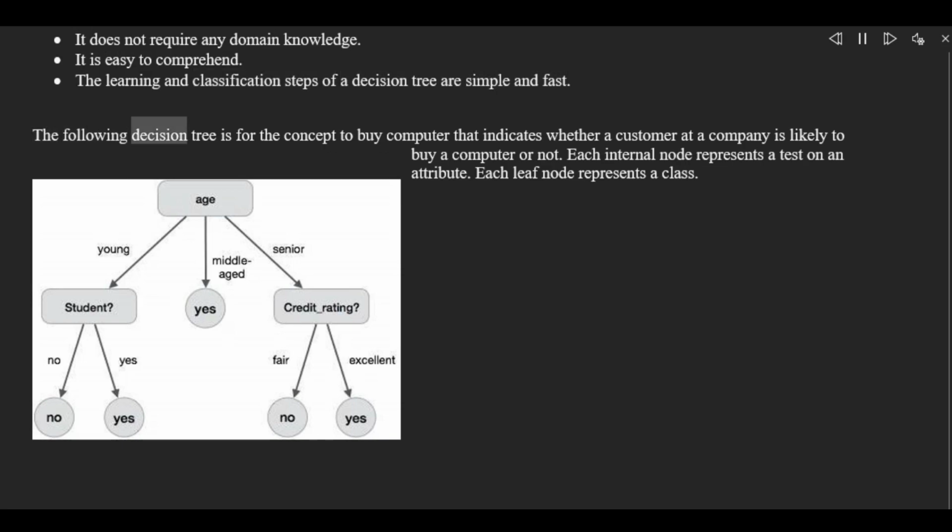The following decision tree is for the concept buy computer, which indicates whether a customer at a company is likely to buy a computer or not. Each internal node represents a test on an attribute. Each leaf node represents a class.